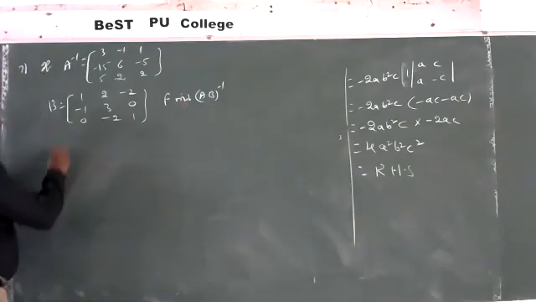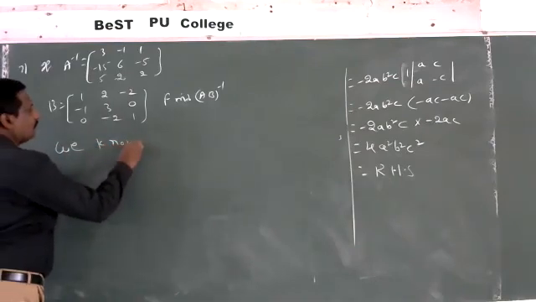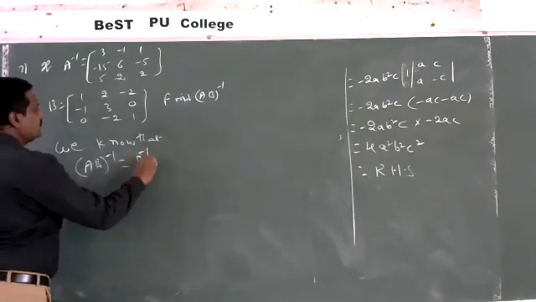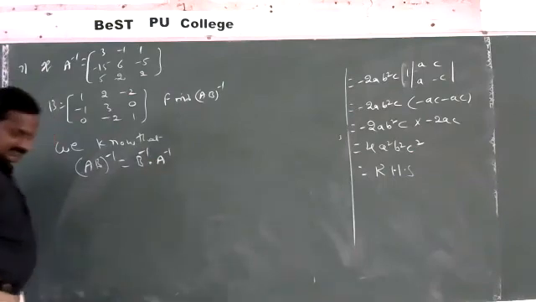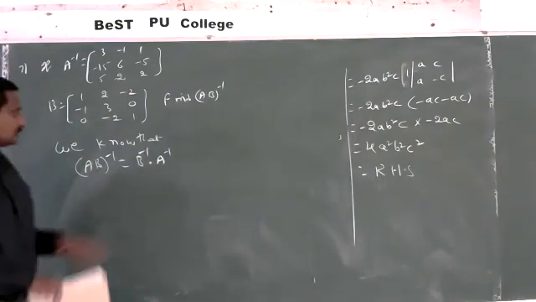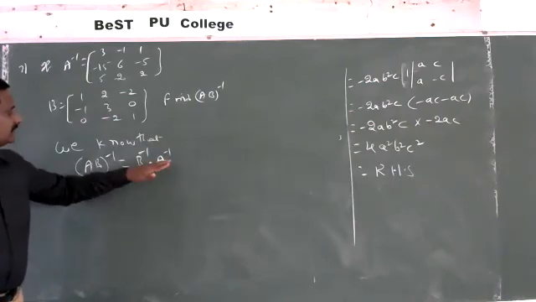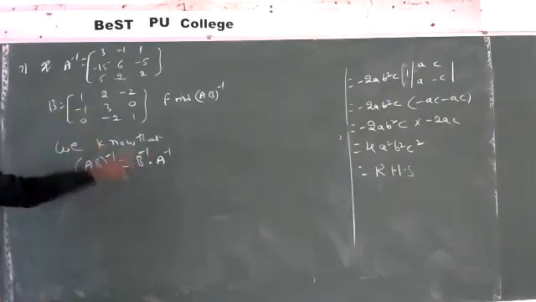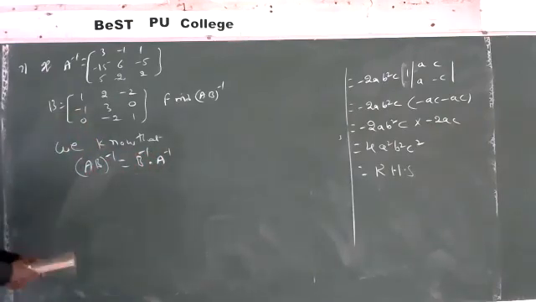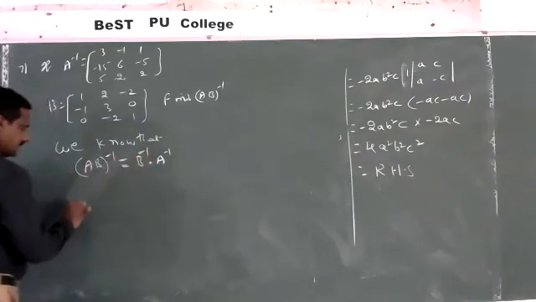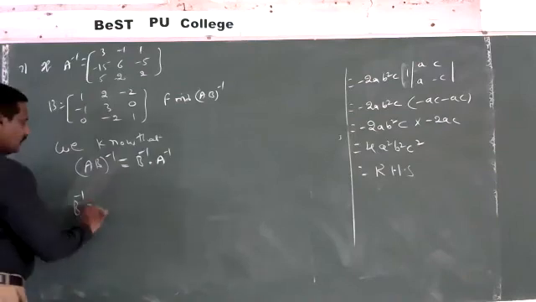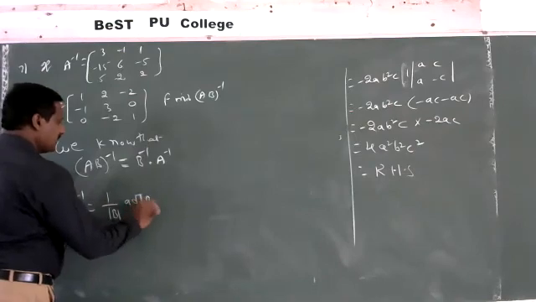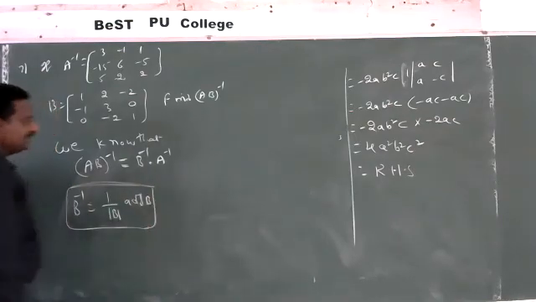We know that AB whole inverse equals B inverse into A inverse. This theorem was also proved in matrices. Here A inverse is already given, so directly we can take A inverse. But here B is given, we have to find out B inverse. So many problems we have done to find the inverse of the given matrix. Here B inverse equals 1 by det B into adjoint B. Using this formula, we can find B inverse.